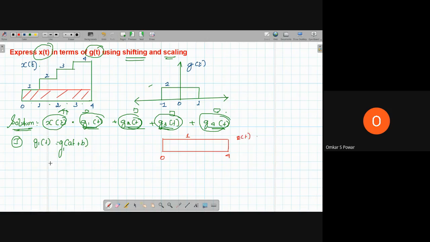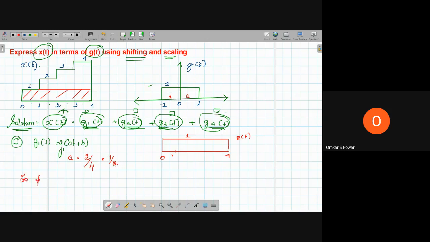So how can we express that? The value of a is given by going to g of t. How many units are there? 1 and 2, so 2 units, divided by how many units in x of t? From 0 to 4, it's 4 units. So a is the number of units in g of t divided by the number of units in x of t, which is equal to half.